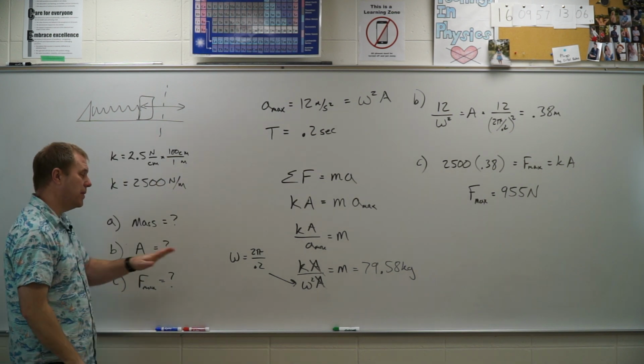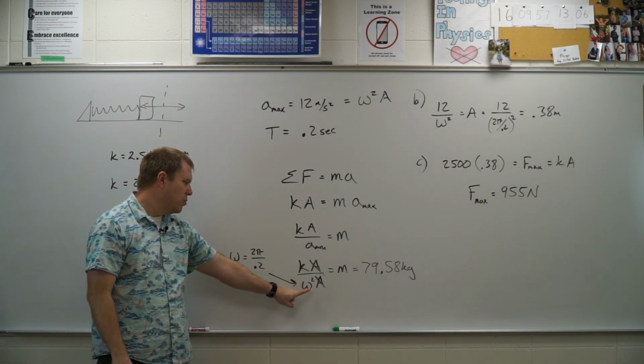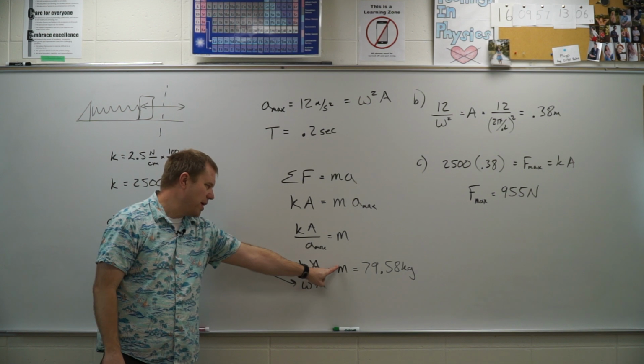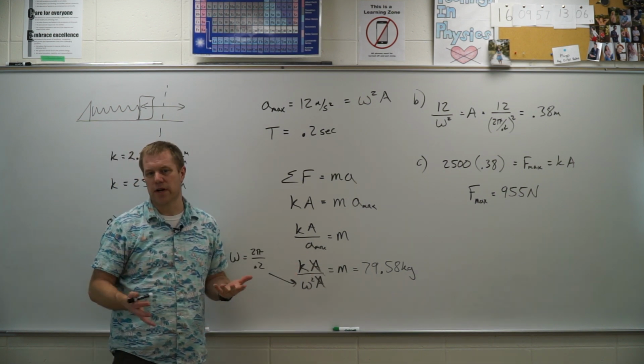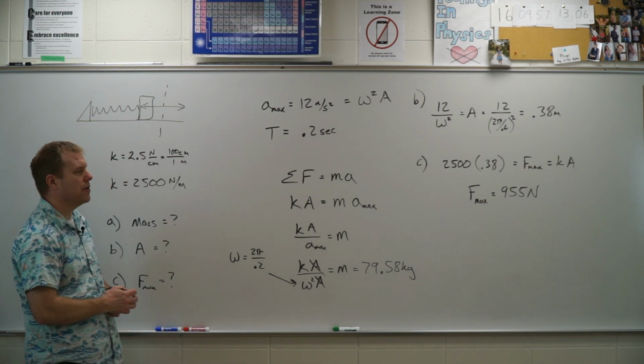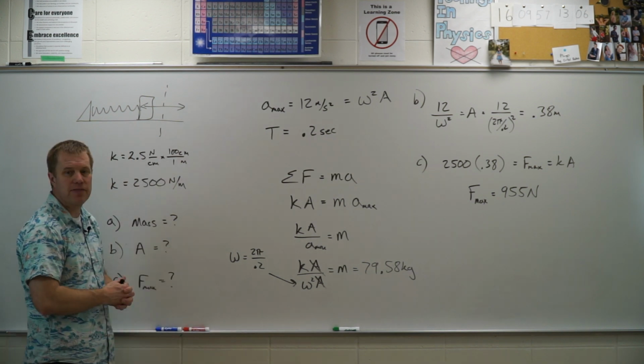We will pick up a little bit later on this cool little relationship that omega squared is going to be k over m, and that's going to be true for all springs in simple harmonic motion. So we're just getting a little taste of it right there. Okay.